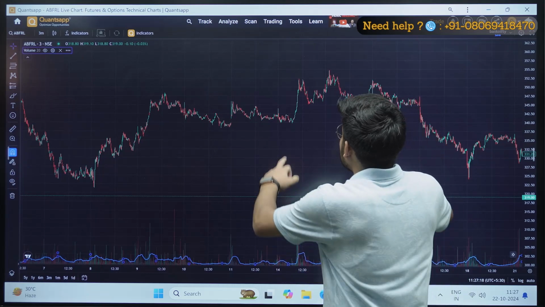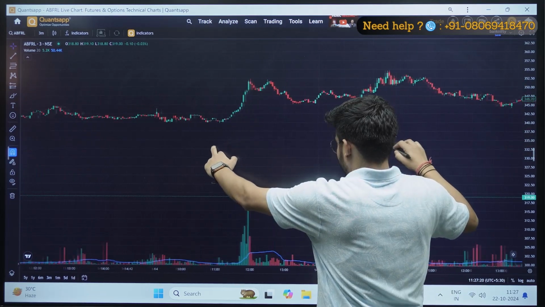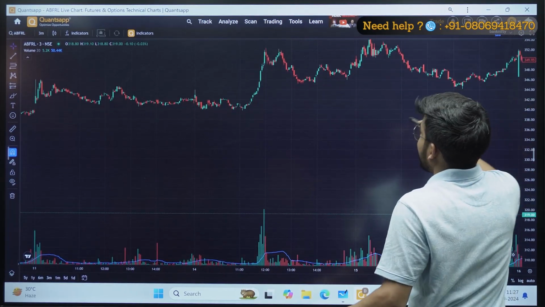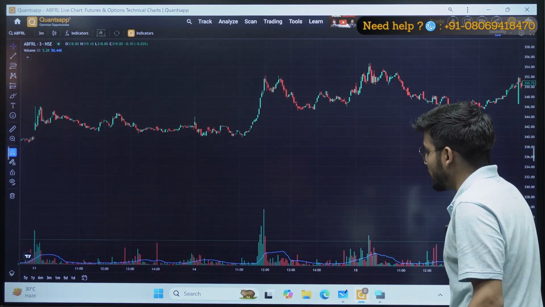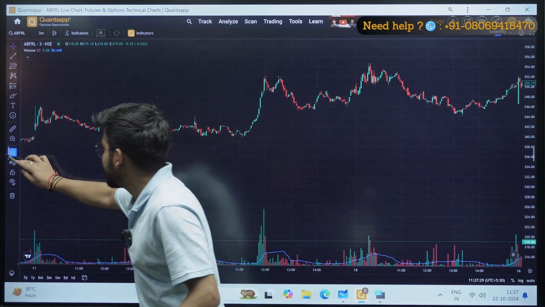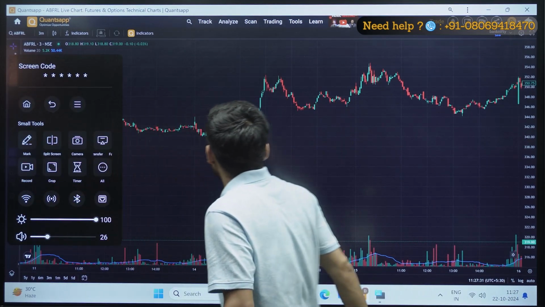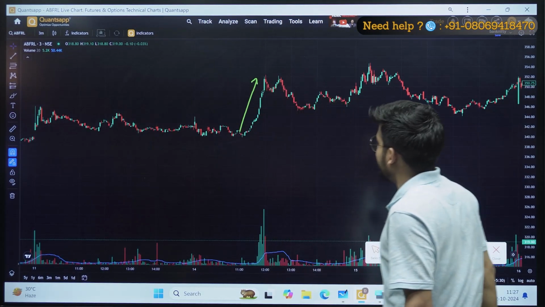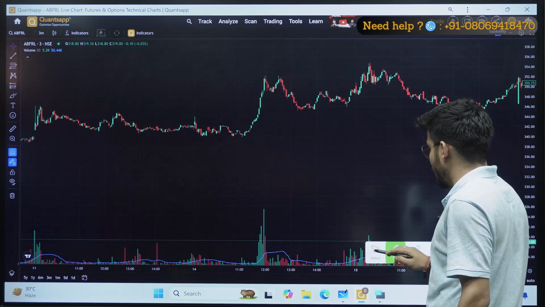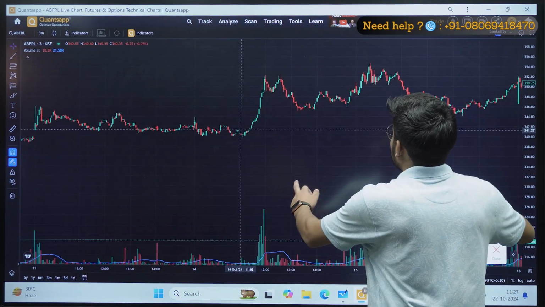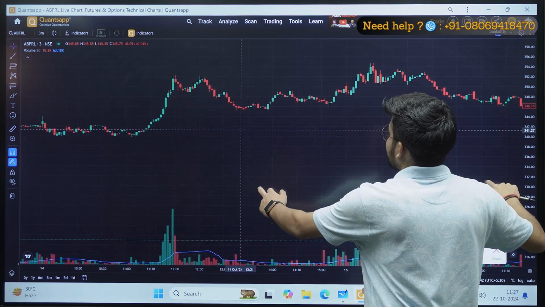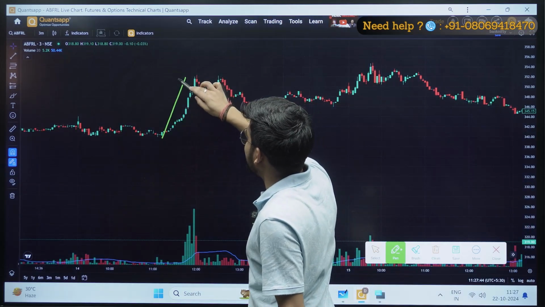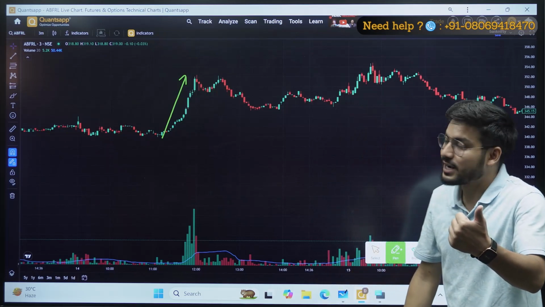So you can see at this point of time, I have analyzed it here. There was a good movement in the market, right? Let me show you. There was a good movement in the market. I don't know if the chart is clear to you, so I'll zoom it a little bit more so that it is visible. Now you can see there was a good movement in the market, good for us.